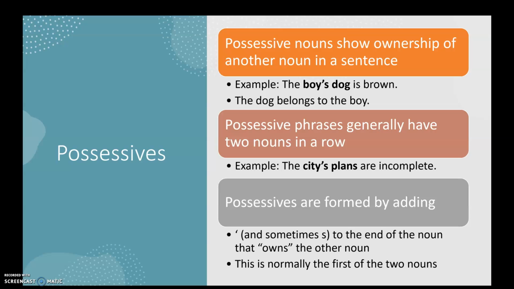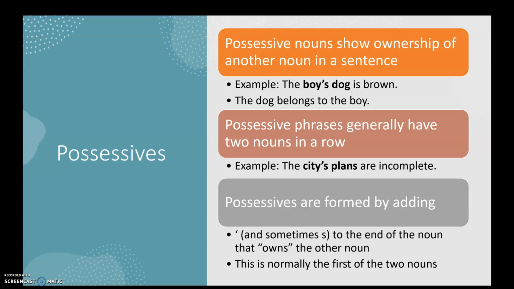Possessive phrases generally have 2 nouns in a row. So that's one way you can test whether it's plural or possessive. Plural nouns, unless they're plural possessive, are typically not going to be 2 nouns in a row. So the city's plans are incomplete. The plans belong to the city. There are 2 nouns in a row, city and plans.